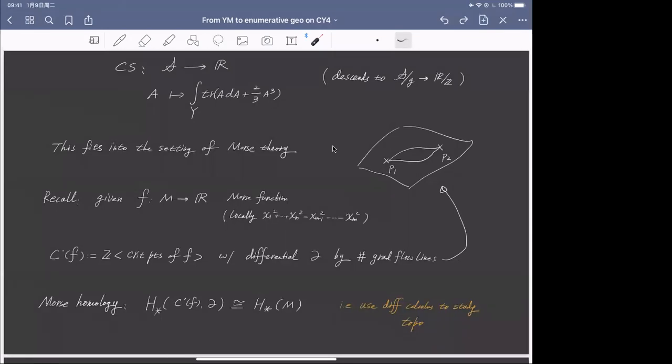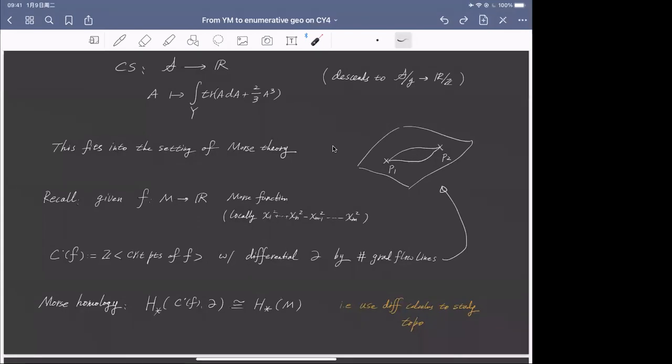The differential is defined by counting the number of gradient flow lines linking these critical points. By some theory, we know that the number of such gradient flow lines is finite. This is a finite set, so we can exactly count the number of gradient flow lines. This defines the differential. Having this chain complex, we can take the homology or cohomology of it. This is usually called Morse homology or Witten-Morse homology, because this idea comes from a famous paper of Witten.